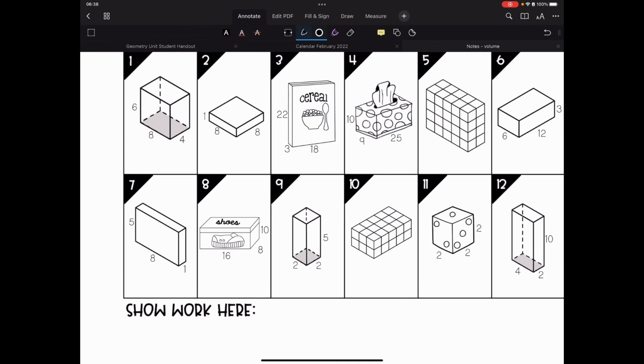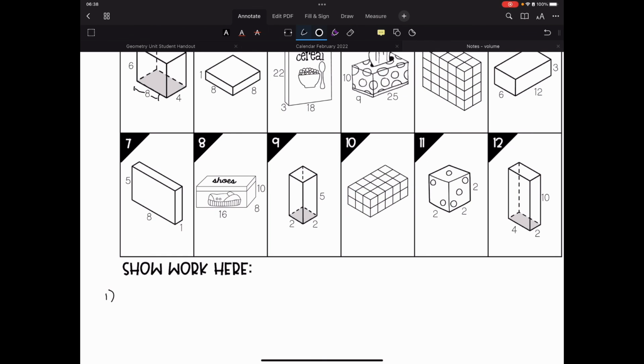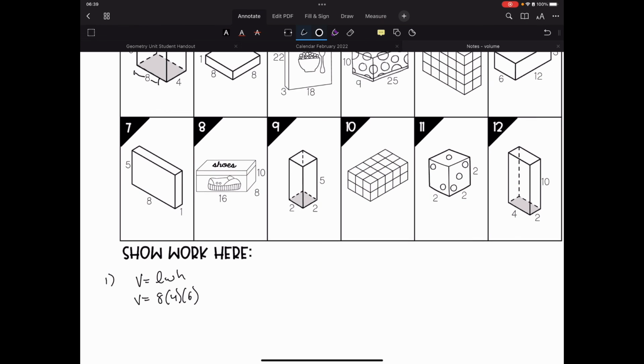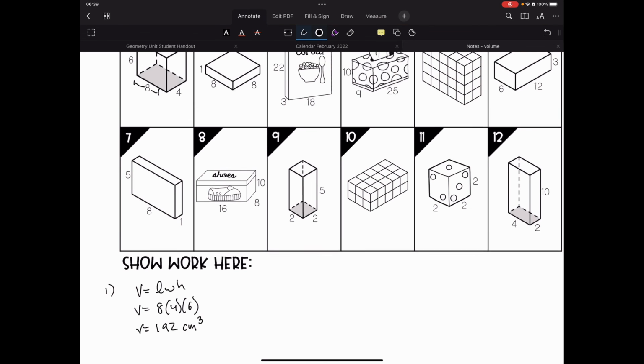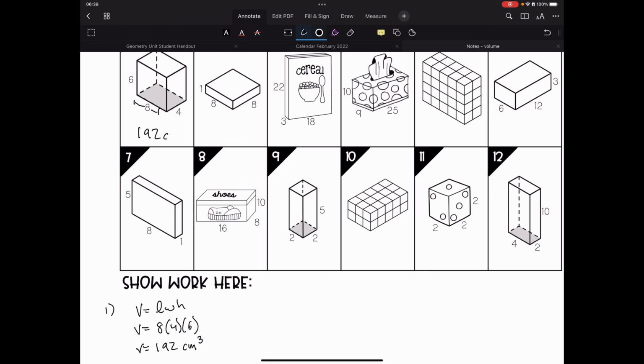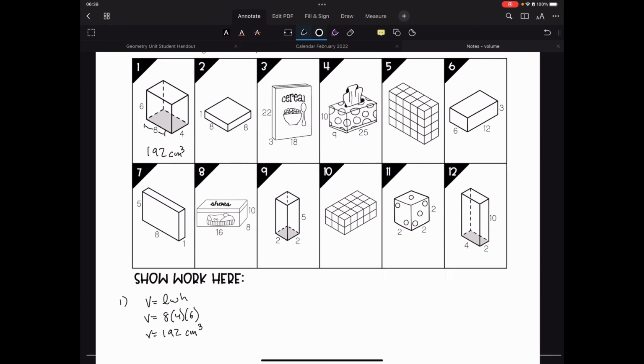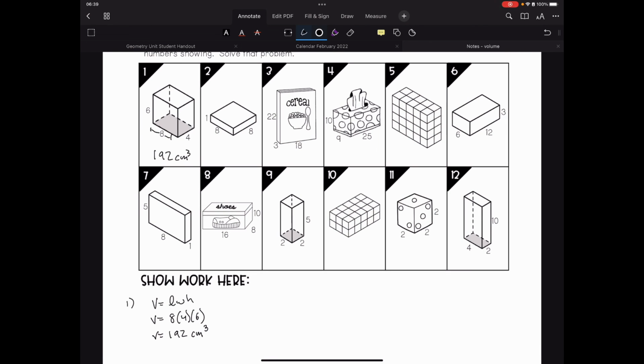So we've got a length of 8, so number 1. Volume equals length times width times height. Volume equals 8 times 4 times 6. And the volume of that would be 192 centimeters cubed. We'll just write that here. There's our final answer. So go ahead and finish those off, and then you can start your classwork and homework for the day.